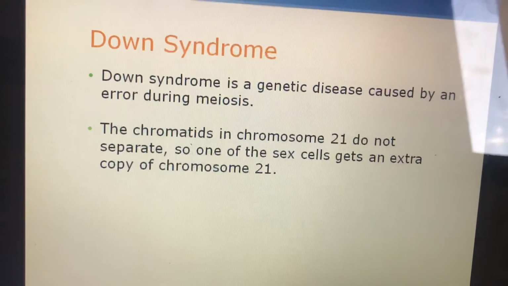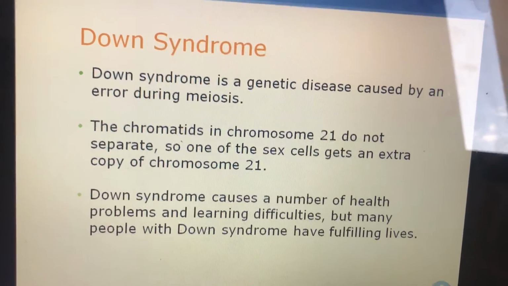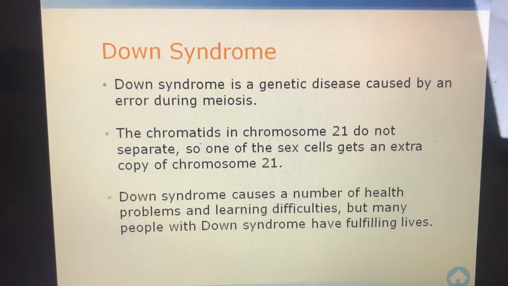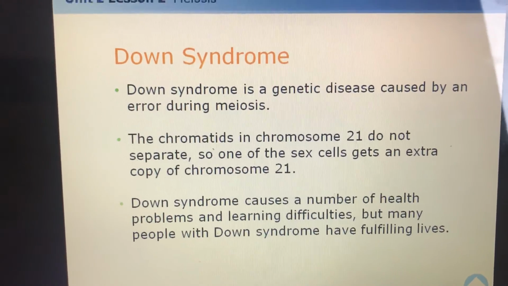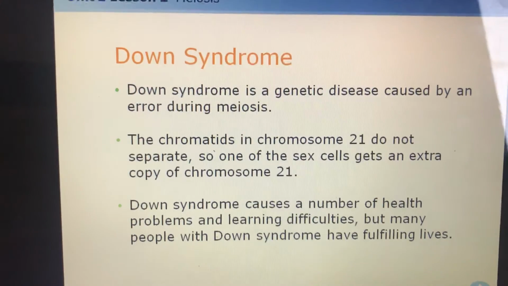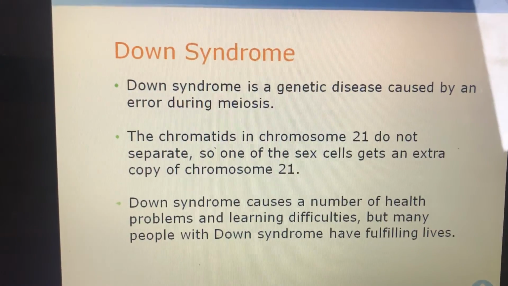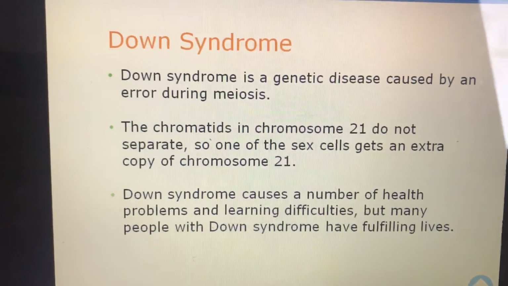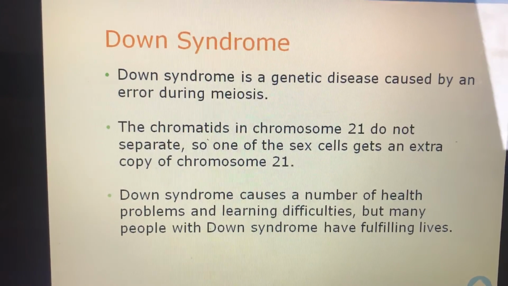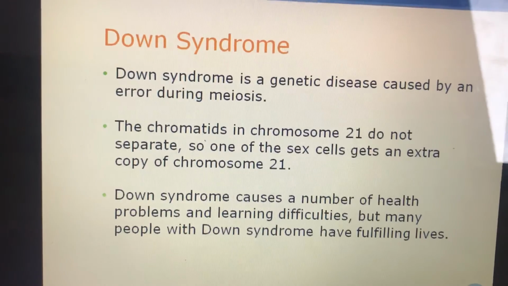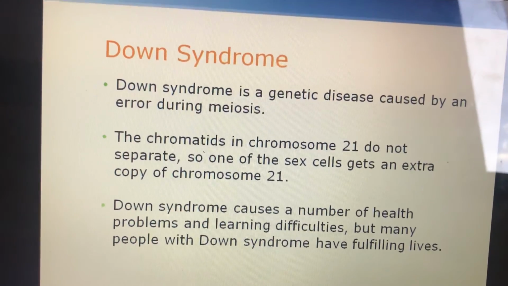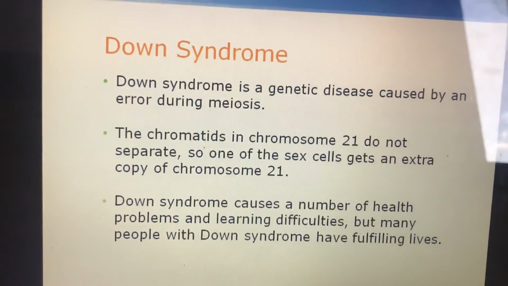At the end, I'm just going to mention one abnormality that can occur in a human being that is called Down syndrome. So I don't know if you've heard about it. Down syndrome, or what is called trisomy 21, is a genetic disease caused by an error during meiosis. So one of the abnormalities that can form after something wrong happens with meiosis is Down syndrome.